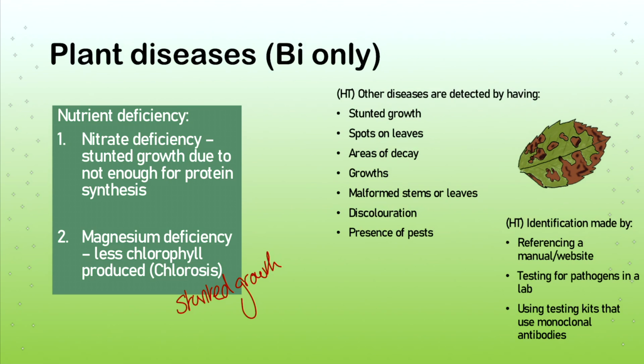Then, if we know that they have a disease, because we recognise these things, we need to know what you could do to identify which disease that is. Again, this is really simple. You could reference a manual or a website that's going to tell you what the malformed stems indicate. We could take it to the lab to test for pathogens, or we could use a testing kit if you're in the field to test for a particular disease using monoclonal antibodies. Simple as that. So that brings us to the end of the topic.